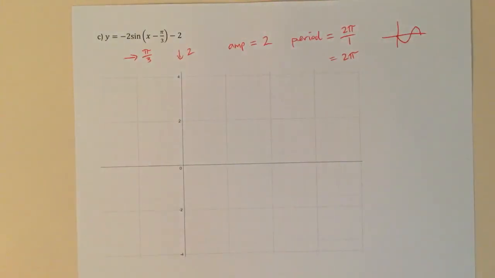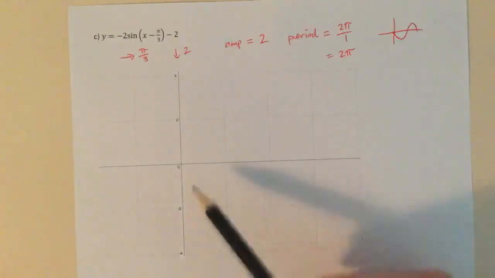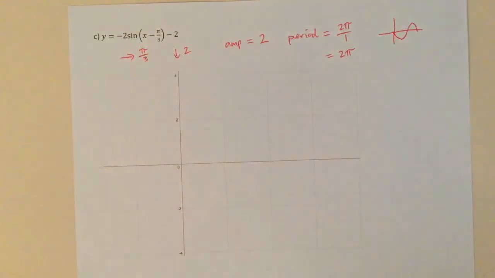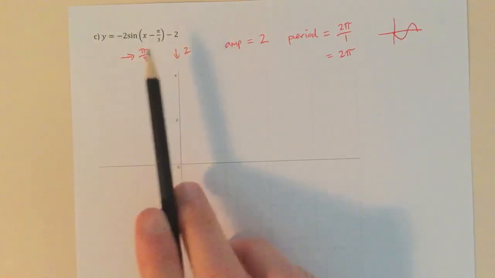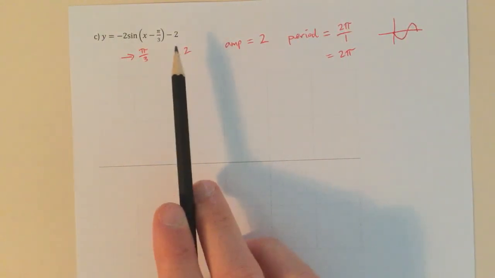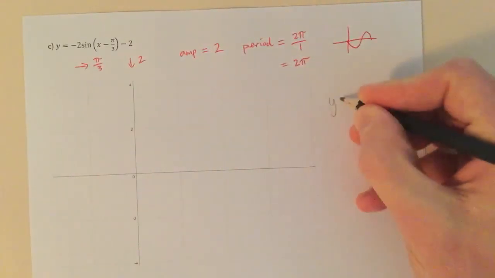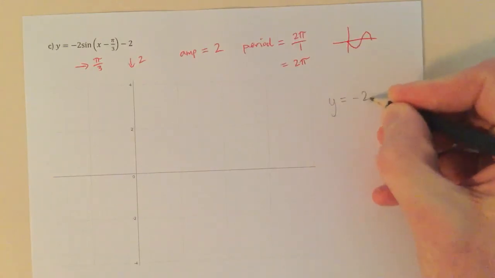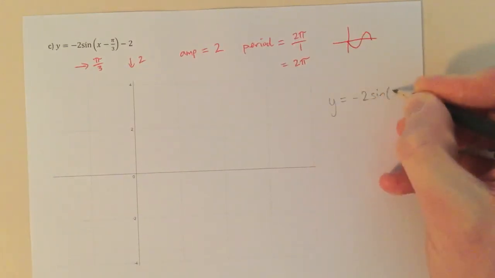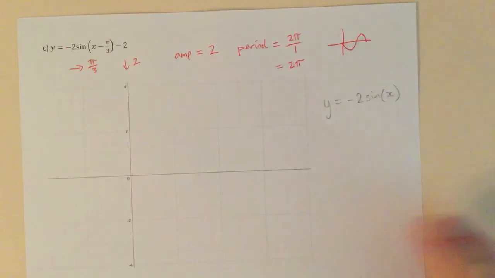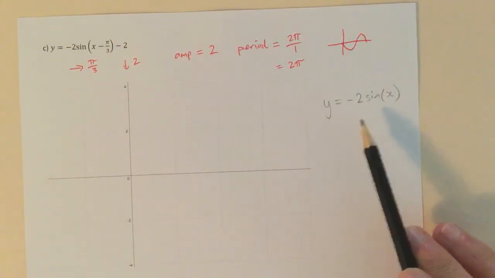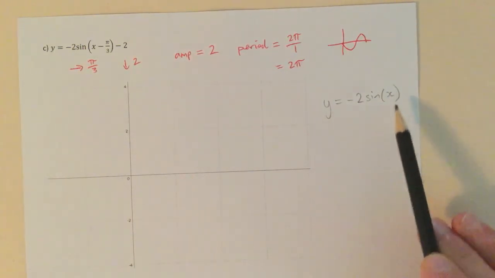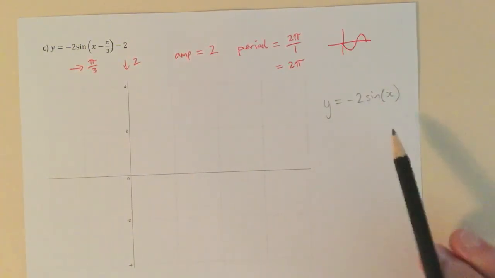This time the safety net has been removed. We haven't been given an initial curve to base things off. But if we think about the graph without the translations, without the minus pi on 3 and without the minus 2, then we would just be thinking of y equals -2 sine of x. Now, I'm going to do this just in pencil because it's not going to be part of my final graph, but I'm just going to mark in some key points from the graph of y equals -2 sine of x.